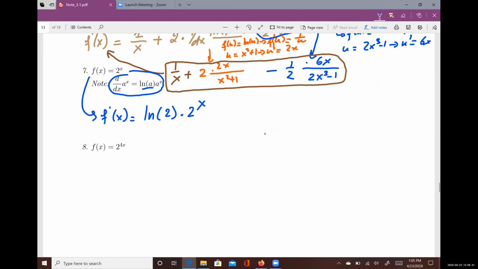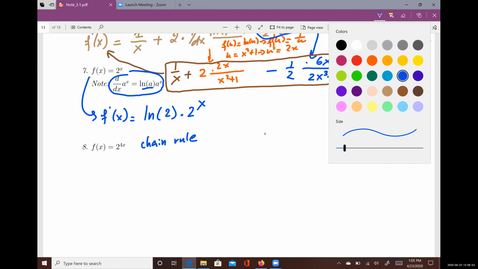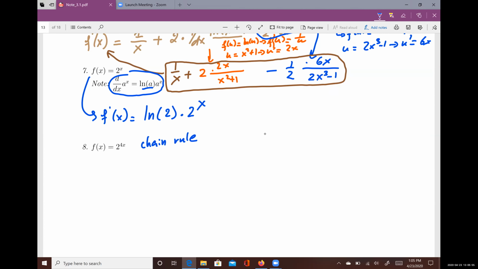Go to the next function here. Now you have 2 to the 4x. So then you have to use chain rule. And the chain rule says you have to identify the f of u. f of u is 2 to the u, right? And u should be 4x.